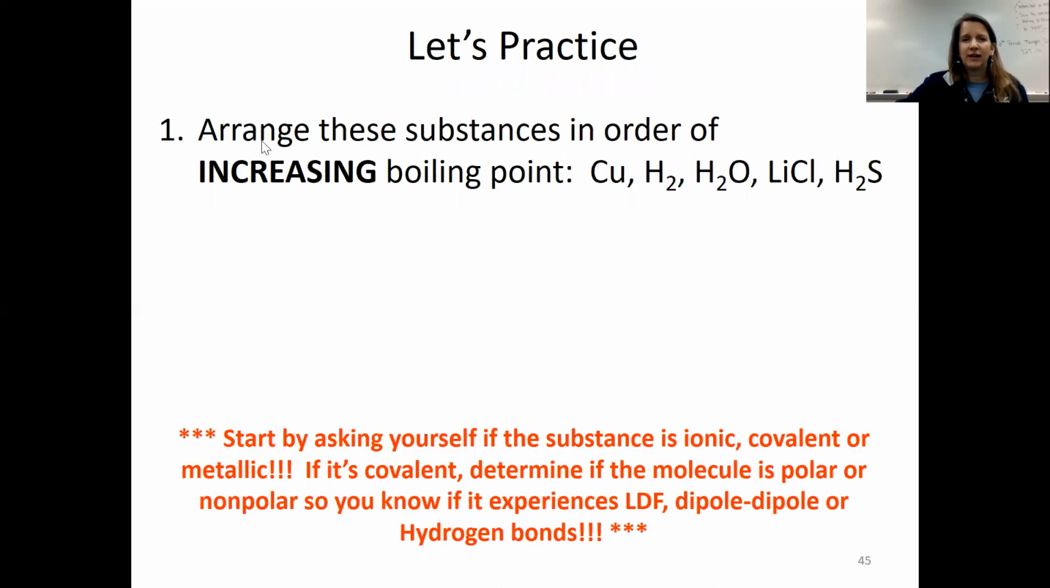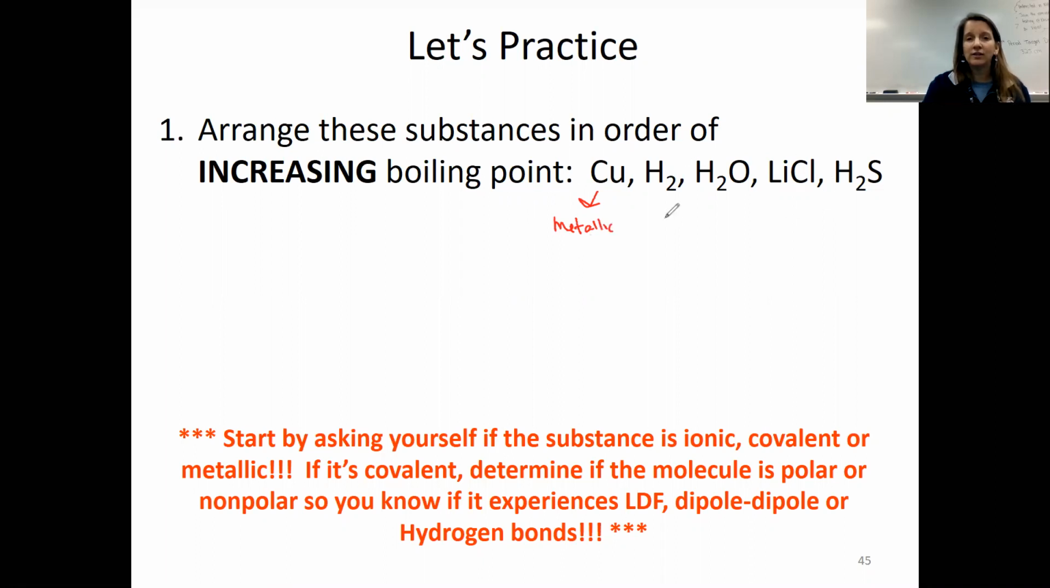So next, we want to arrange these substances in order of increasing boiling point. So again, you need to figure out what kind of inter or intramolecular force is holding these samples together, because that's what you're going to use to compare the boiling points. So there's layers of thinking. If it's covalent, you might have to draw this. So first off, we can see that copper, we know, is held together by metallic bonds. So this is metallic.